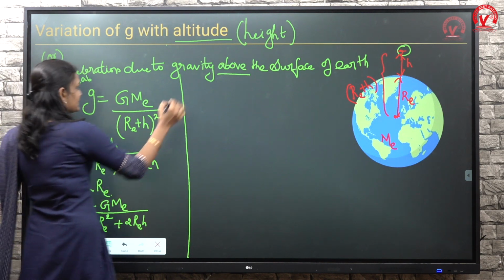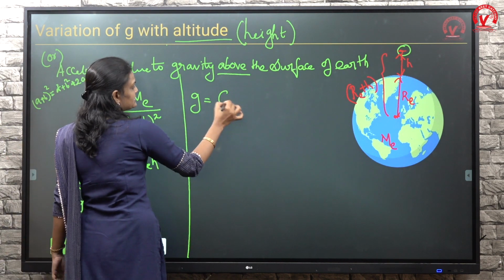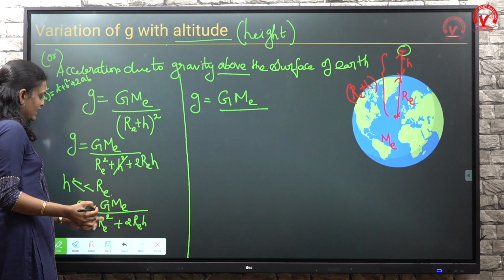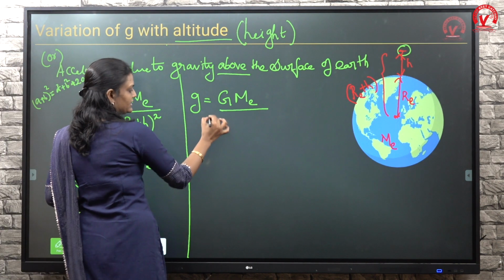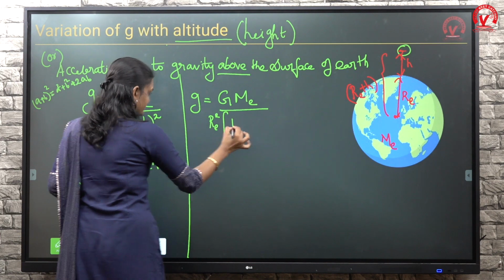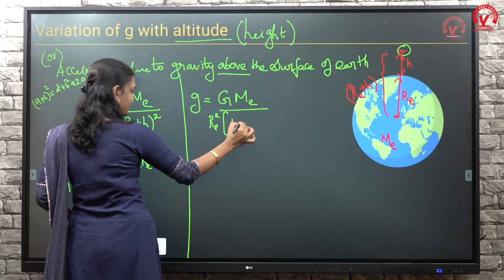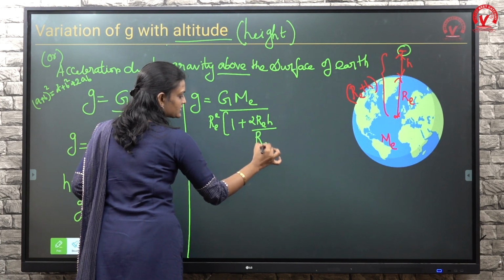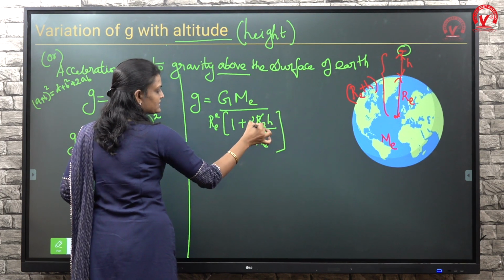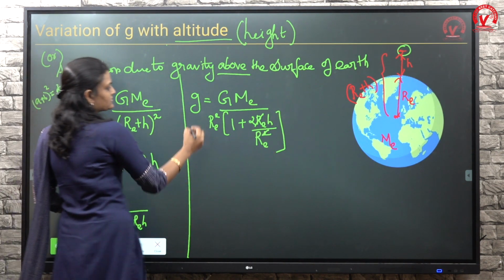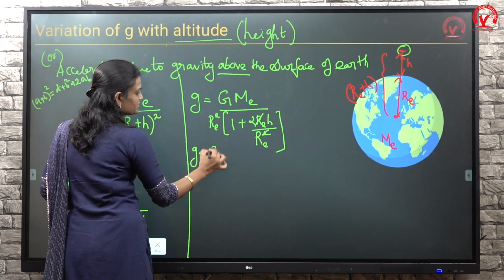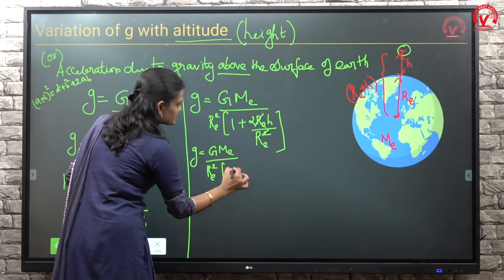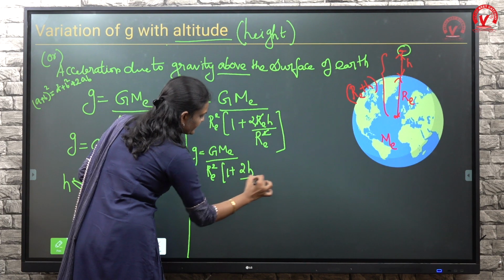Now this can be written as g is equal to GMe divided by, I am going to take this Re square out. So Re square. If you are taking Re square out, we can write 1 plus 2 into ReH divided by Re square. Okay, now this Re and this square get cancelled. So now this can be written as g is equal to GMe by Re square times 1 plus 2h divided by Re.